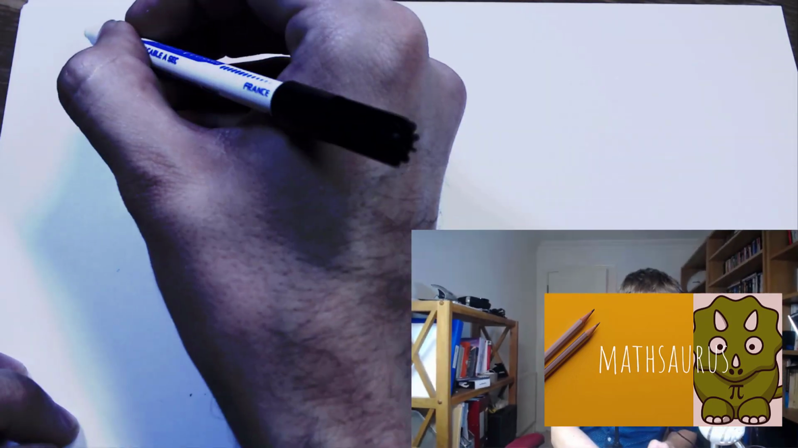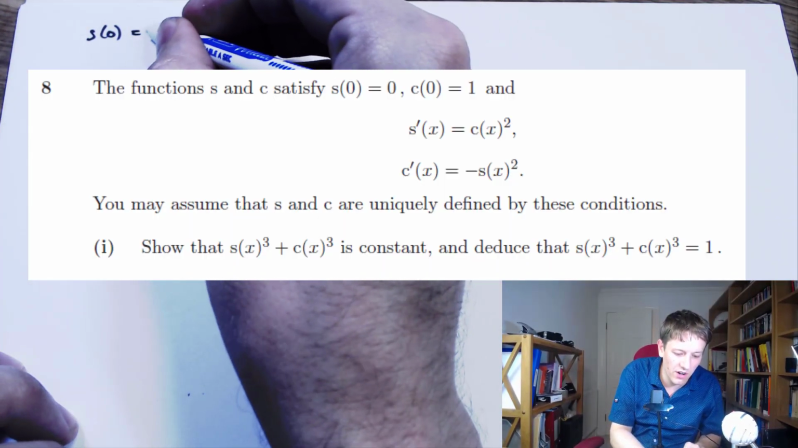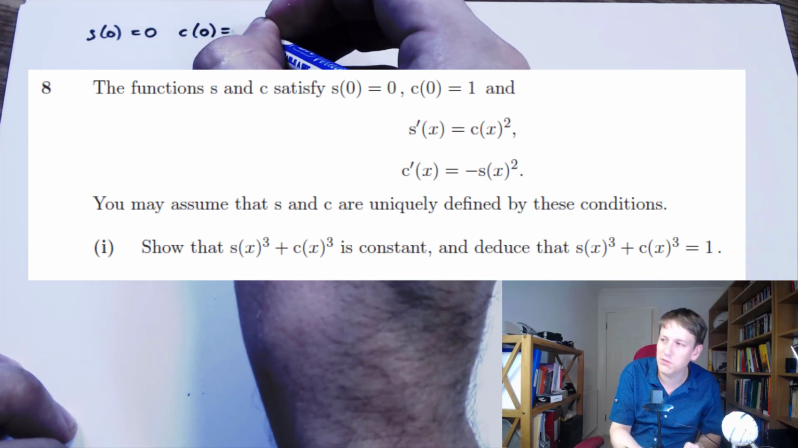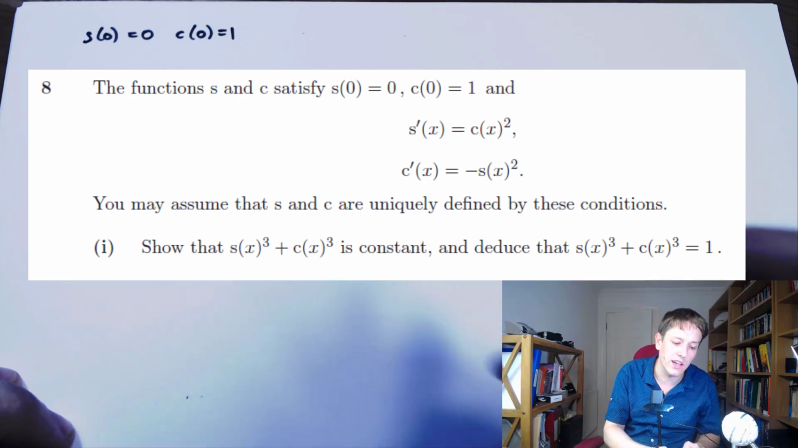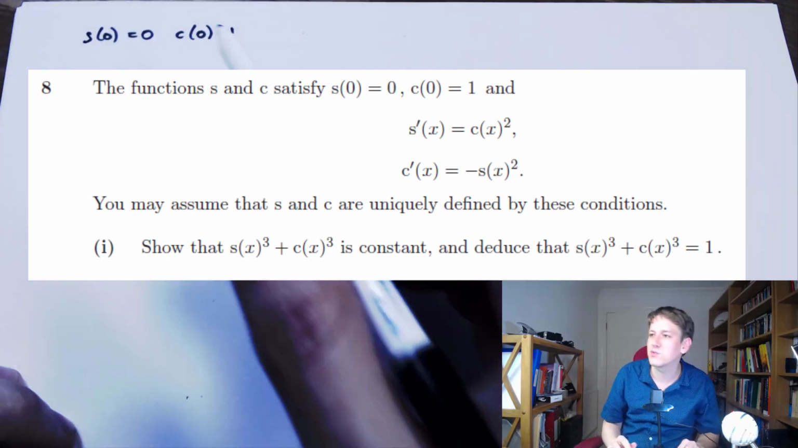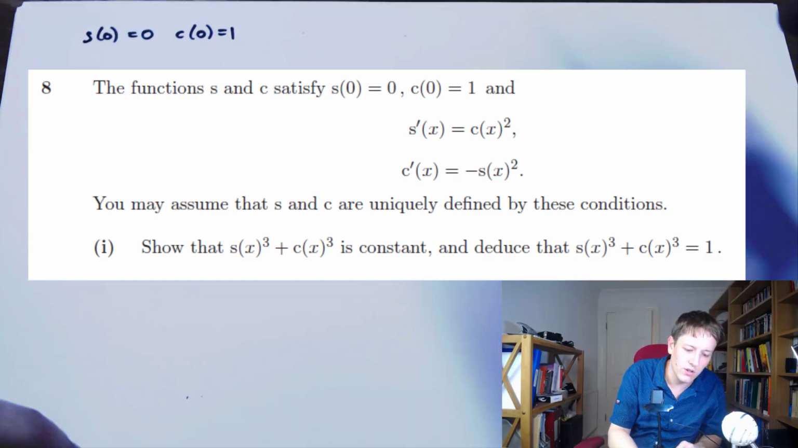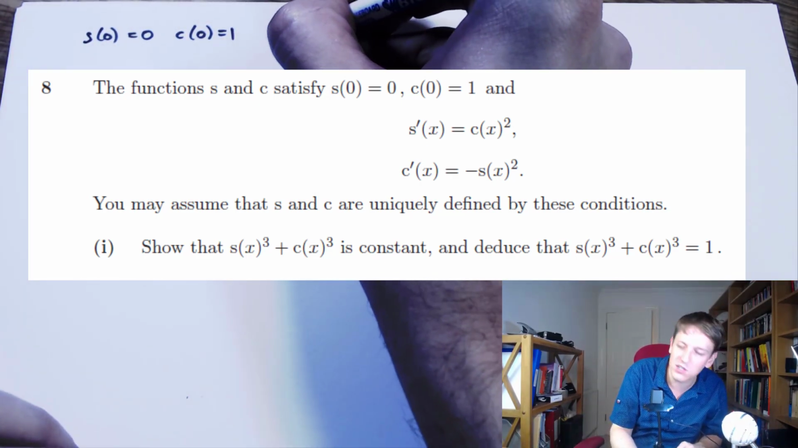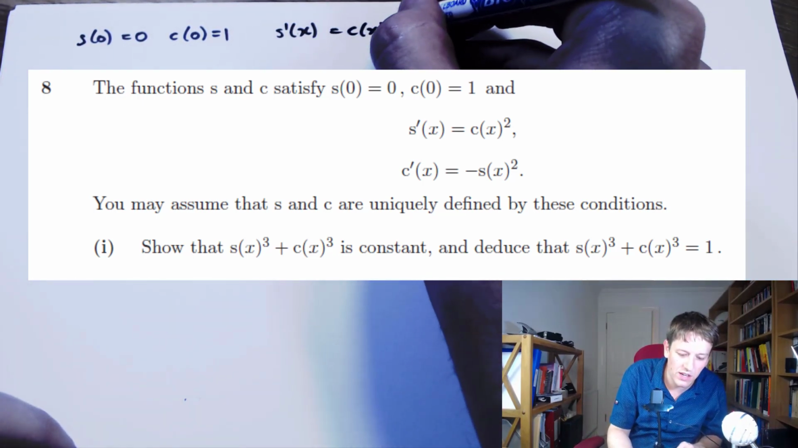So we start with these functions and we're told s of 0 equals 0, c of 0 equals 1, and probably immediately a lot of you will look at that and think, oh, maybe these are just sine and cosine. I know sine of 0 is 0 and cosine of 0 is 1, and they've called them s and c. But we very quickly realize that they're not quite sine and cosine, because we're told that s primed of x is c of x squared.